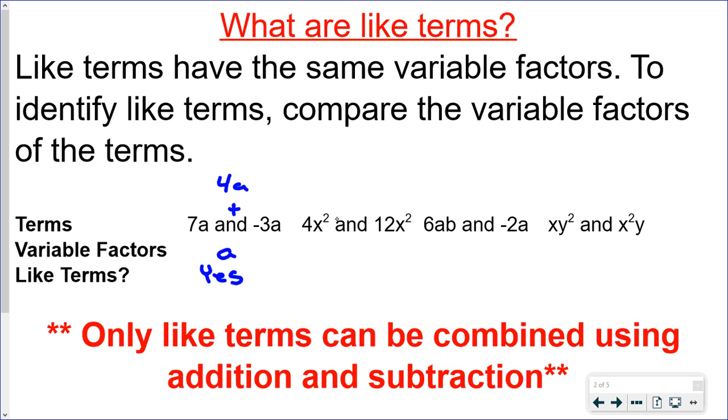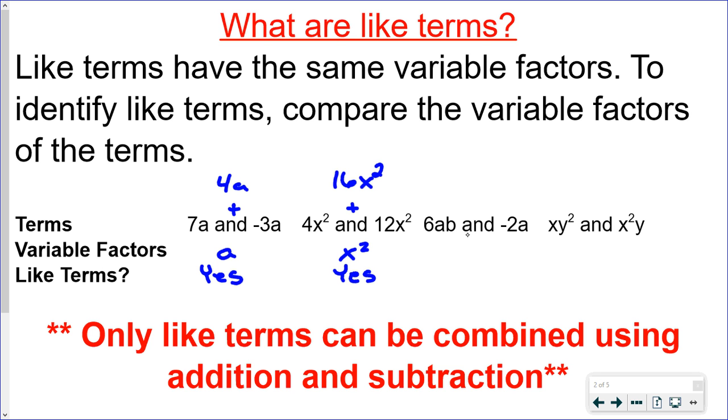All right, let's look at this next set of terms. I have 4x squared and 12x squared. Well, the variable factors for both of these are x squared. So the answer is yes, they are like terms because they have the same variable factors. And again, let's say we wanted to add these together. You would keep the variable factors, so x squared, and then I would just combine the coefficients. So 4 plus 12 is 16x squared.